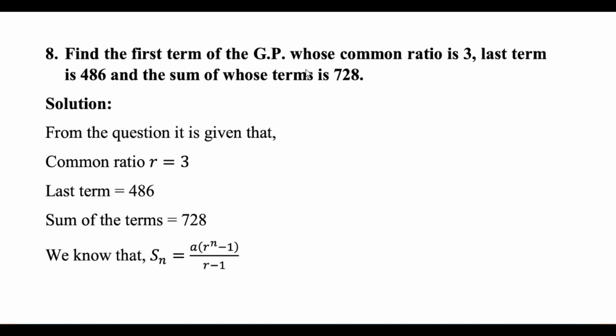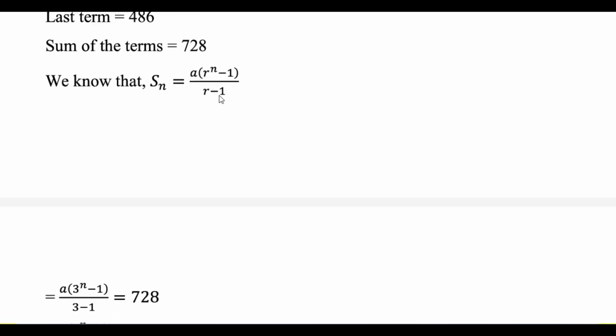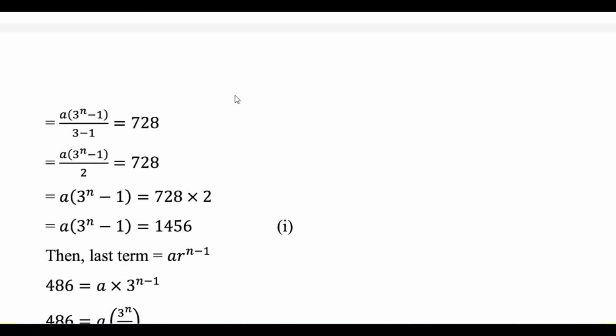Find the first term of the GP whose common ratio is 3, last term is 486, and the sum of whose terms is 728. So here, what information is given? That is r is equal to 3, last term 486, and sum of the terms is 728. So use this summation formula: Sn is equal to a into r to the power n minus 1 divided by r minus 1.